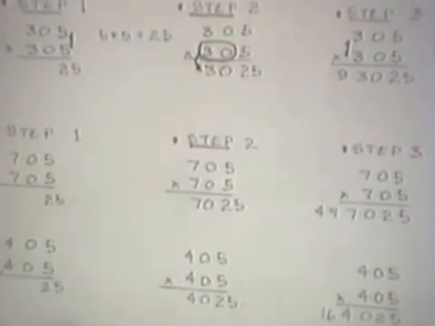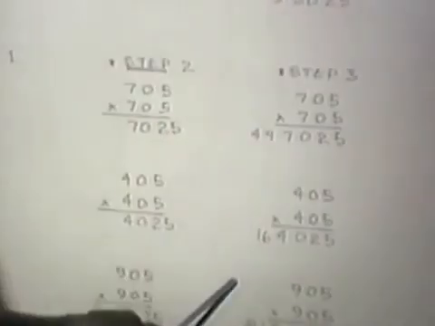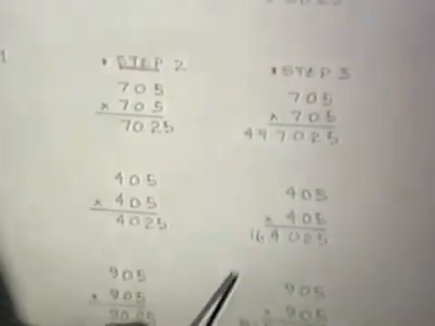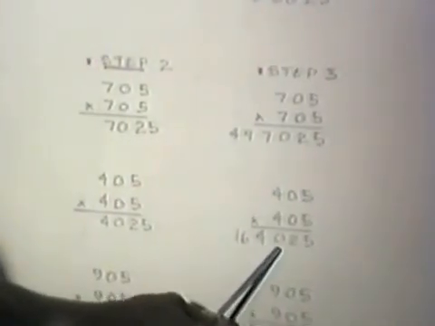Let's do one more. 405 times 405. Vertical. 5 times 5 is 25. Second step, bring down these 2 digits, 40. Third step, vertical. 4 times 4 is 16. We bring down the 16. The answer to 405 times 405 is 164,025.